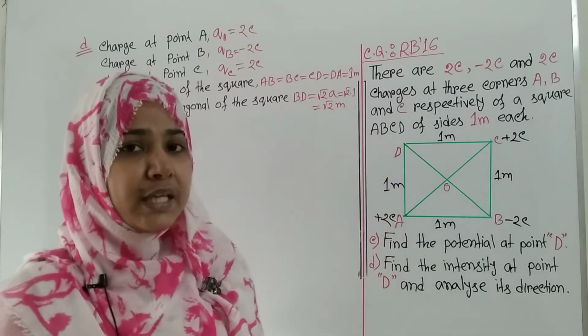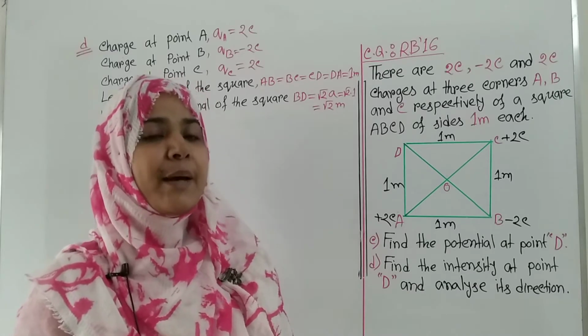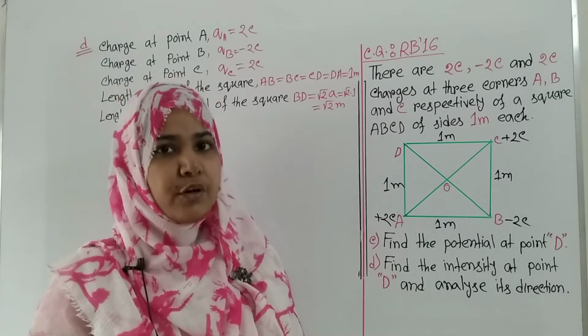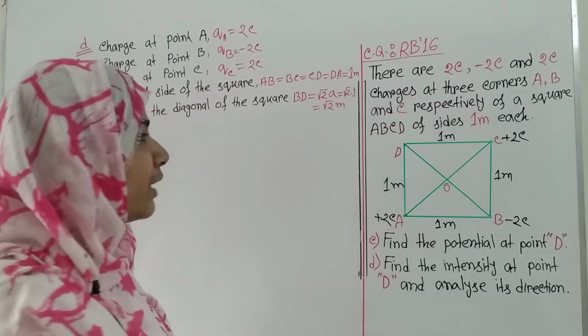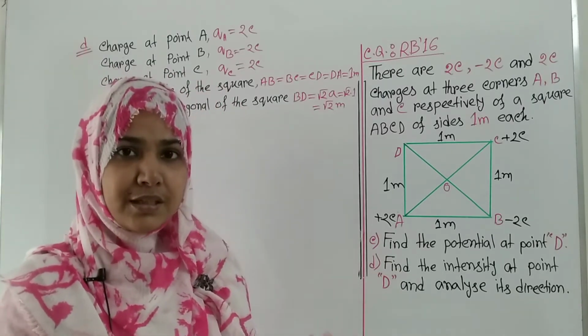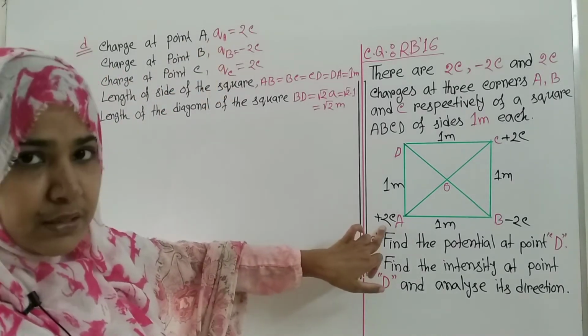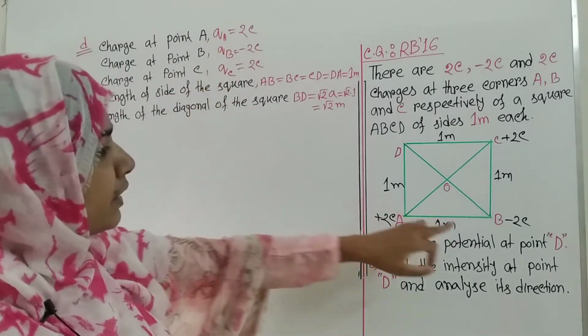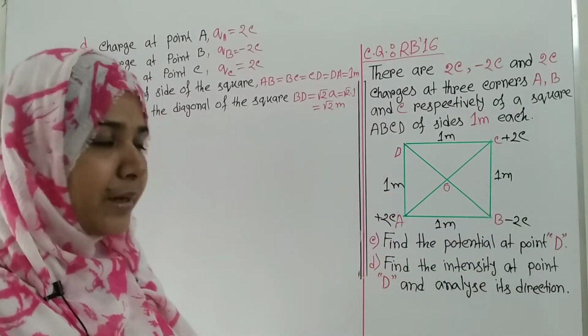As we know, we can easily calculate the resultant of two forces by applying the vector addition formula. To solve this question, the given information we have already discussed in question C: the charge at point A, QA, is plus 2 coulomb, the charge at point B is minus 2 coulomb, and the charge at point C is also plus 2 coulomb.